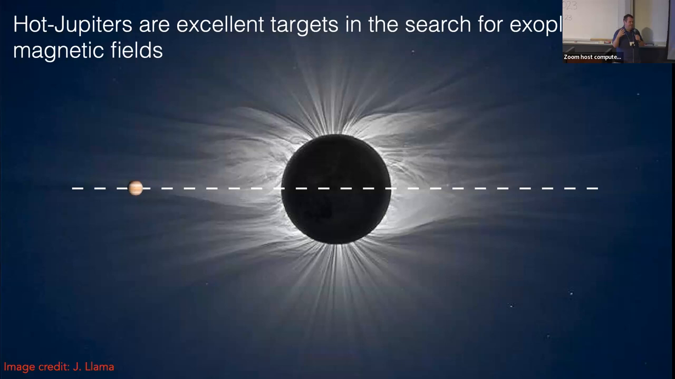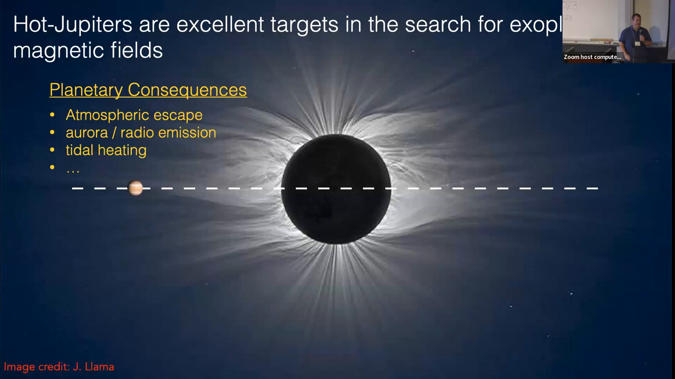And there's going to be consequences of being so close to your star. For the planet, you'll have likely atmospheric escape. I'll touch on that during this talk. If the planet is magnetized, which we hope it is, it'll have likely auroral and radio emission. I'll also touch on that, and probably increased tidal heating.